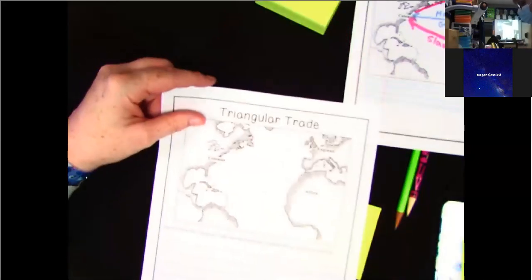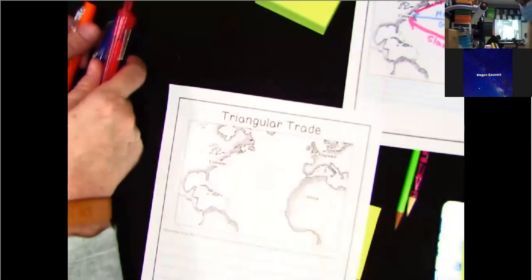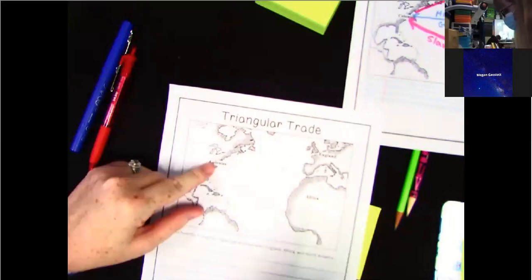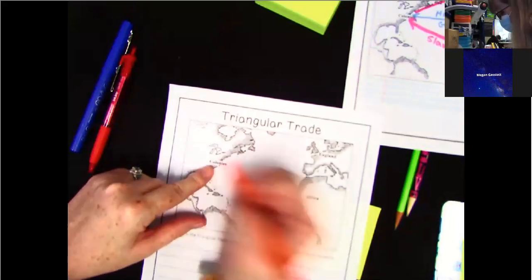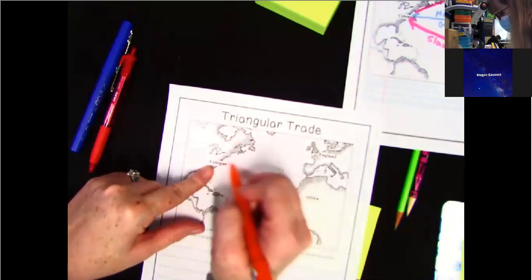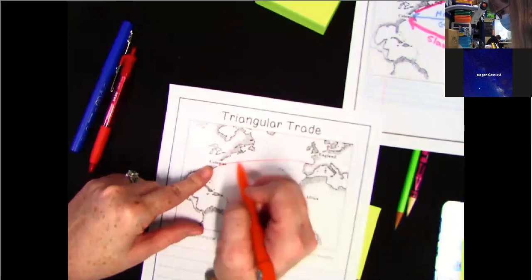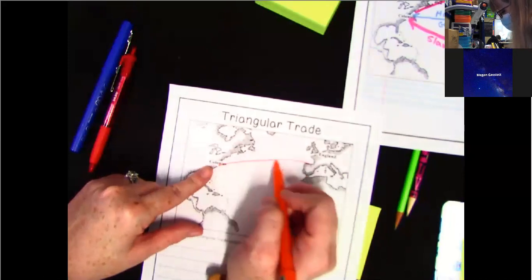Okay, so natural resources went from where to where? Who had the natural resources? The colonies. So the colonies had natural resources and they sent them to England. Okay, so you're going to draw an arrow, orange arrow, from the colonies to England.